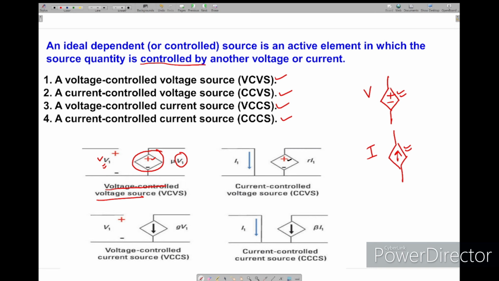If you see here, this is again a triangle, positive negative. This is voltage source, and controlled by current, this is I1. So the variable which controls this source is current. We see here, this is current source controlled by current parameter. So current controlled current source. Again, if you see, this is current source controlled by voltage. These are the 4 different types of dependent sources.